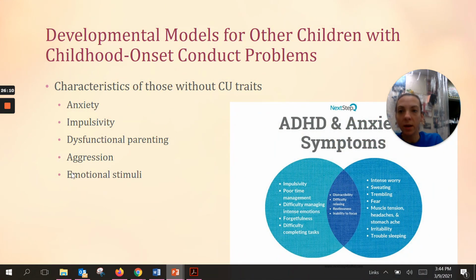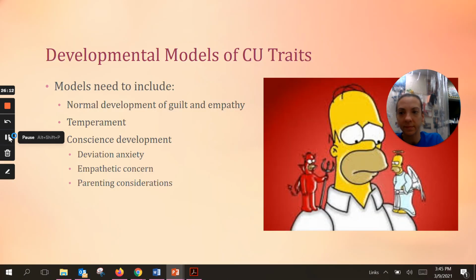Okay, so let's talk developmental models of CU traits.